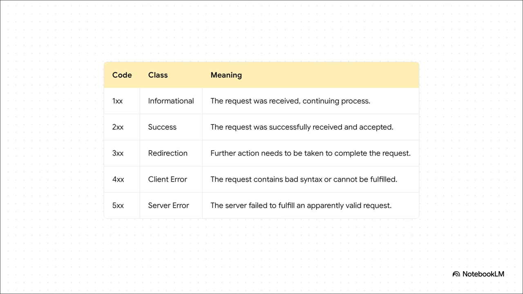If the code starts with a 2, that's great news, success. If it starts with a 4, that means you or your browser made a mistake. And if it starts with a 5, the server itself has a problem. It's a really clear system for figuring out what just happened.